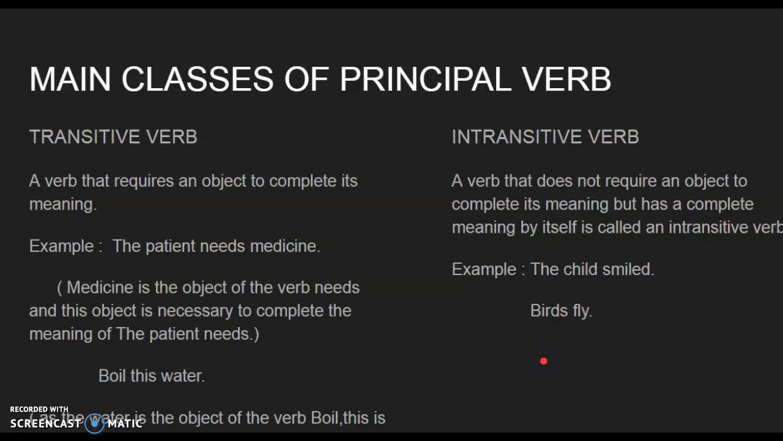Now we'll understand about the main classes of principal verb. So I just want to add one thing. Under auxiliary verb, there are two types. One is primary auxiliary and another is modal auxiliaries.